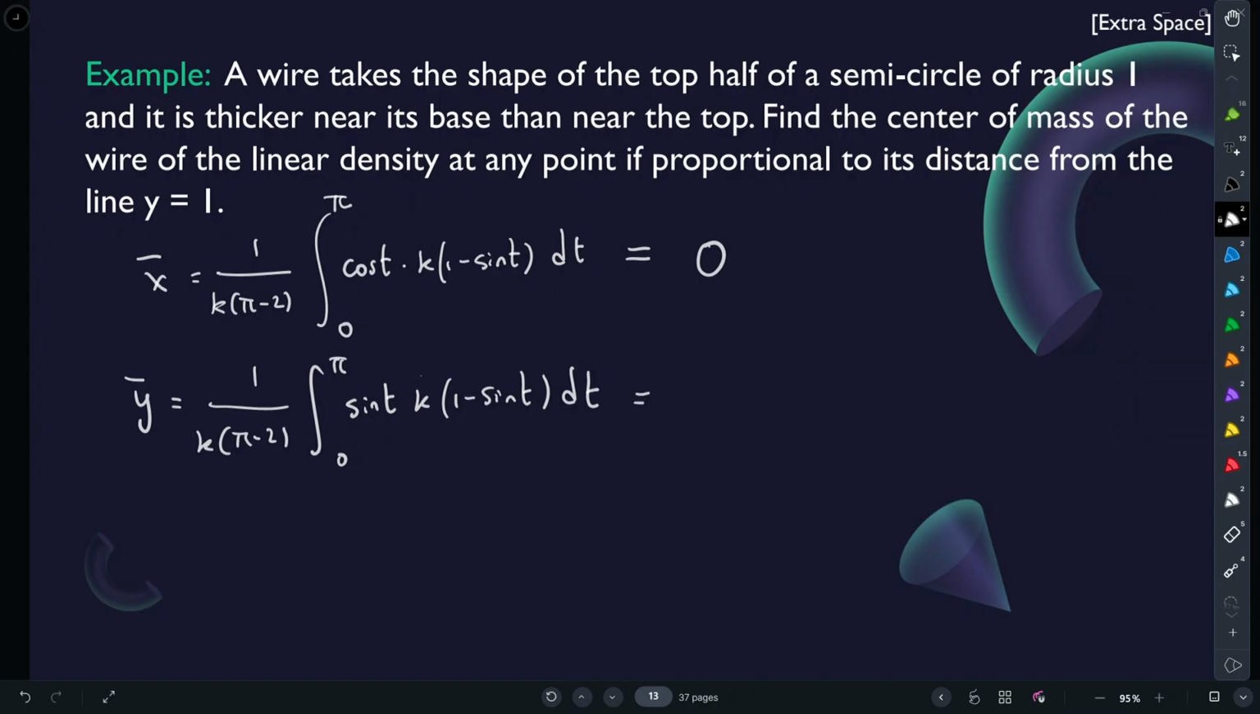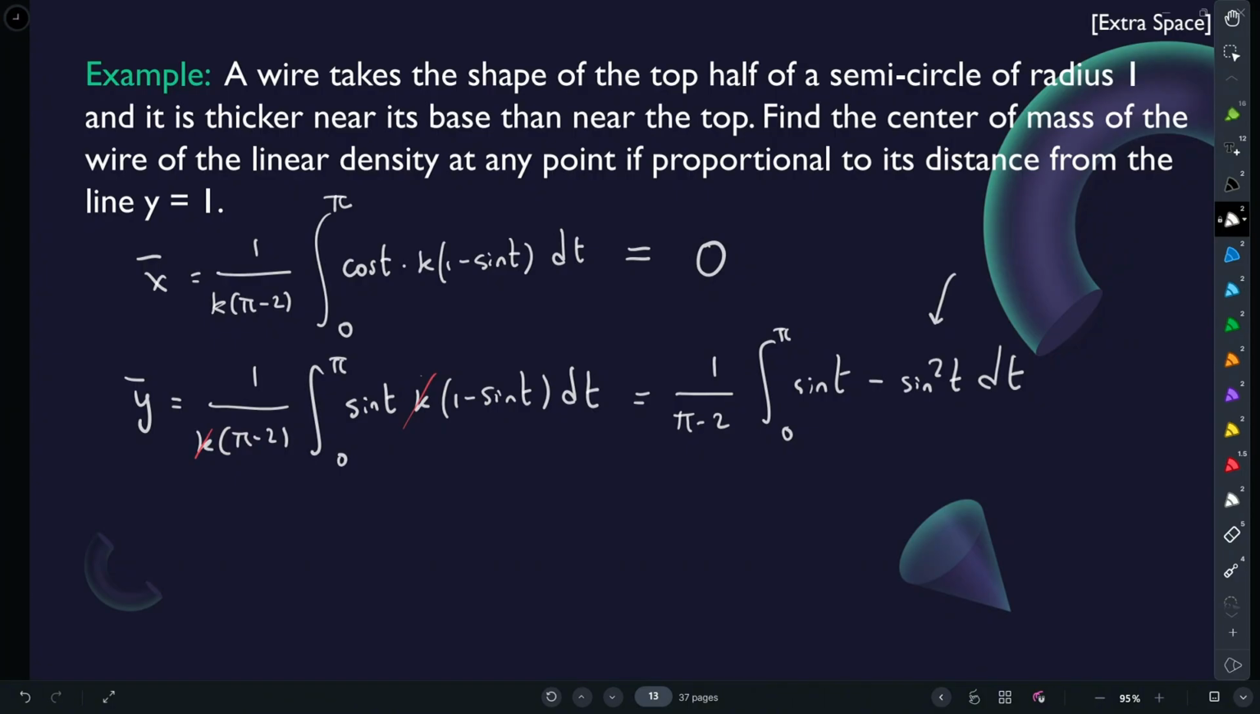So you see that this k and this k will actually cancel out. So now the answer doesn't depend on the k. And it is 1 over pi minus 2 times the integral of sine of t minus sine square of t dt. This integral, sine of t is immediate.